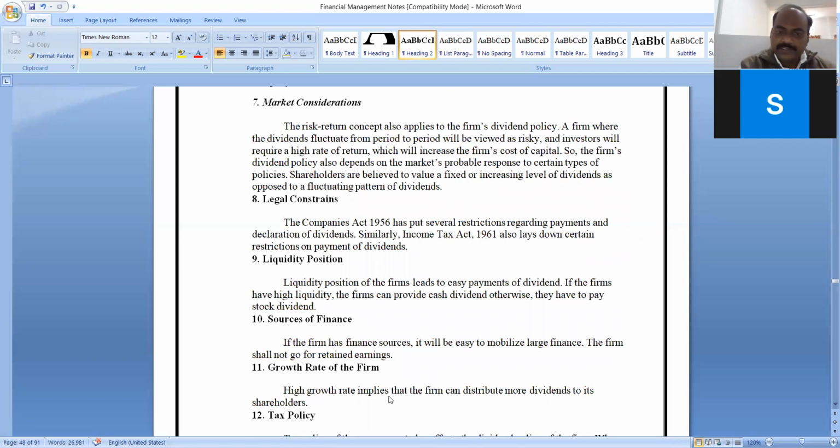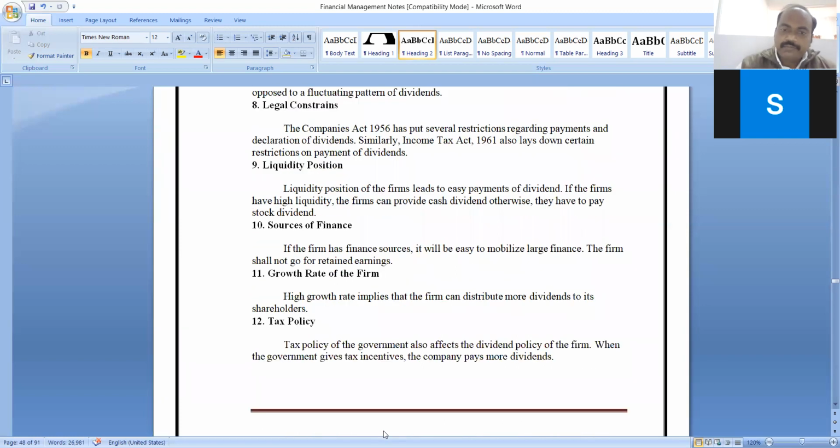And the growth rate of the firm: a high growth rate implies that the firm can distribute more dividends to its shareholders. As we already know, if there is a growth prospect for the company, there is no doubt about whether to distribute dividends or not. And the tax policy framed by the government also affects the dividend policy of the firm, since issuing a dividend to the shareholders gives them tax incentives. That's why sometimes companies pay more dividends.